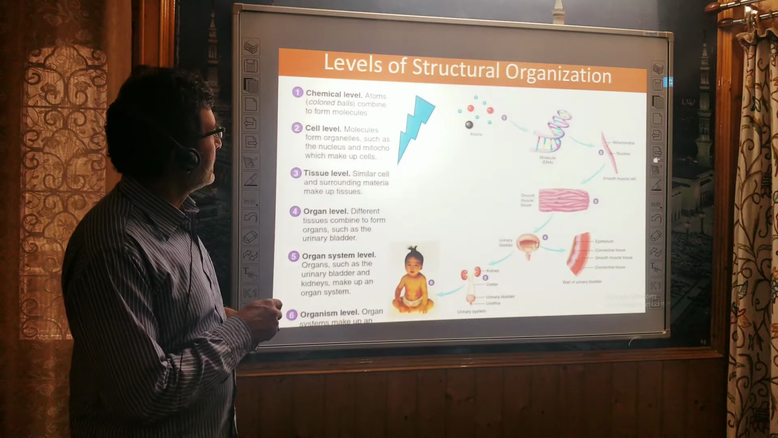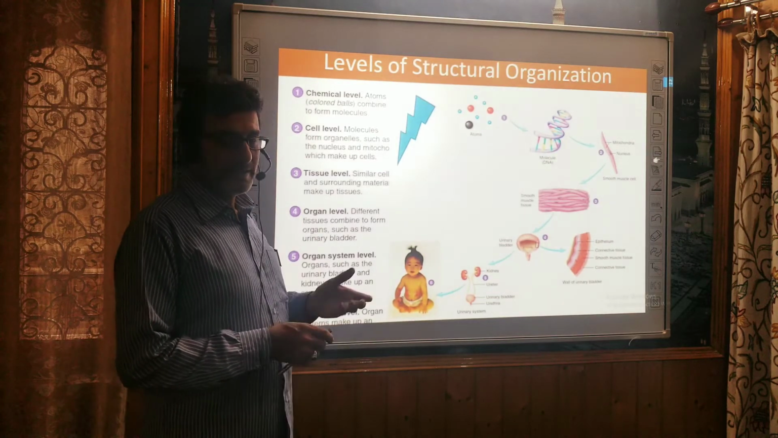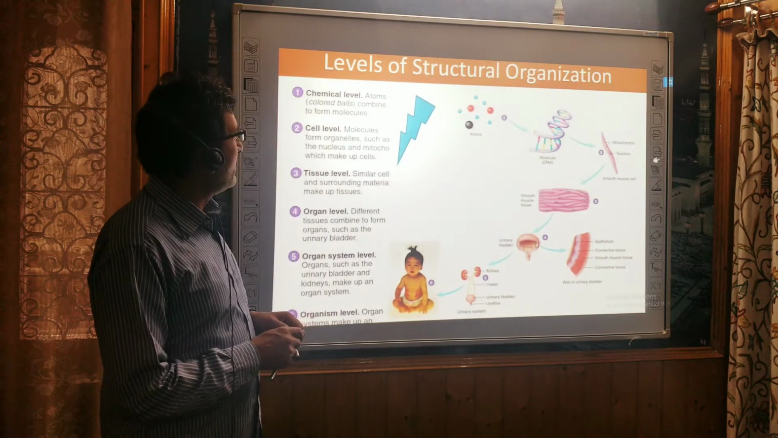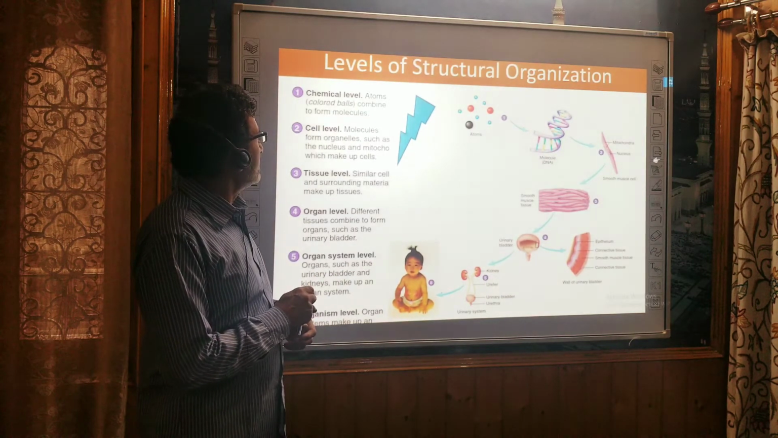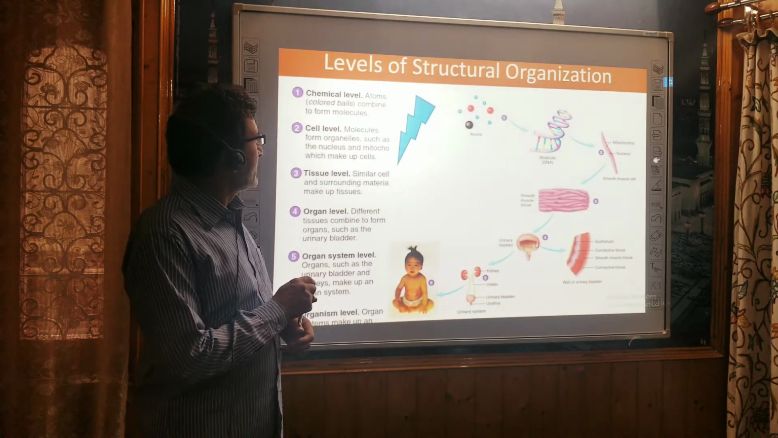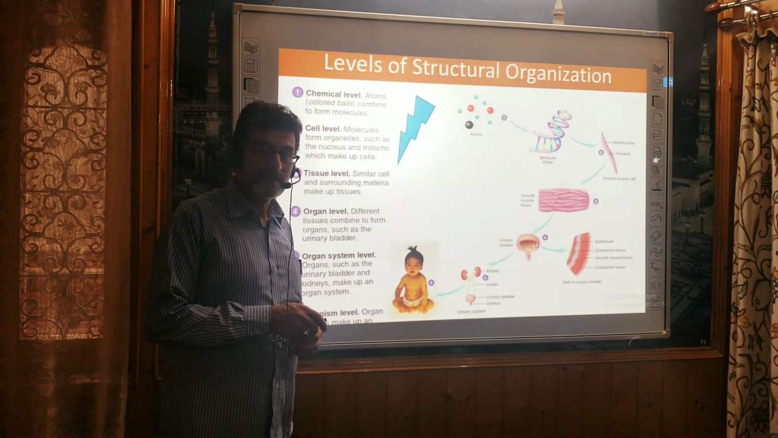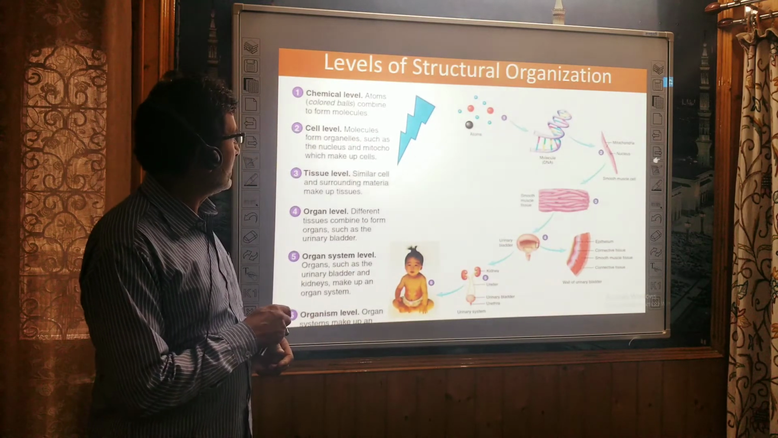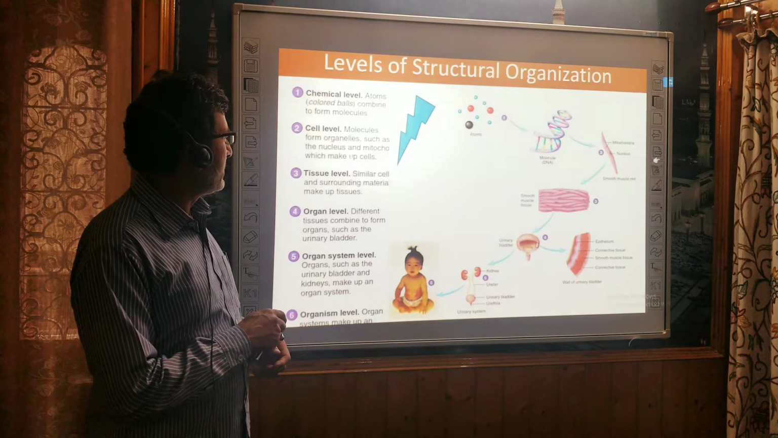So chemical level: in our body cells we have different chemicals, for example carbon, hydrogen, oxygen, nitrogen. We call it the big four. All these four elements play a vital role in our body cells in order to perform life activities. So atoms combine to form molecules. Cellular level: when molecules combine, cells are formed. What is the cell? Functional unit of life, physiological unit of life, fundamental unit of life, basic unit of life, genetical unit of life. At the cellular level, molecules form organelles such as nucleus and mitochondria, which make up the cells.